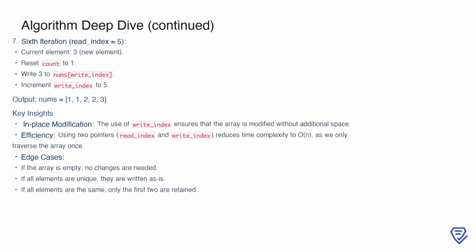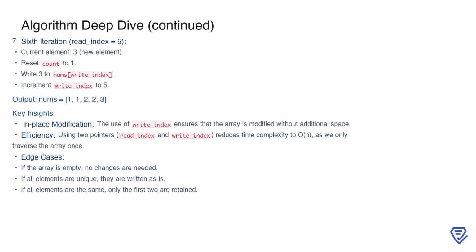In the sixth iteration, the current element is 3, which is a new element. We reset count to 1, write 3 at nums[write_index], and increment write_index to 5. At this point, we have processed the entire array, and the modified array is 1, 1, 2, 2, 3.